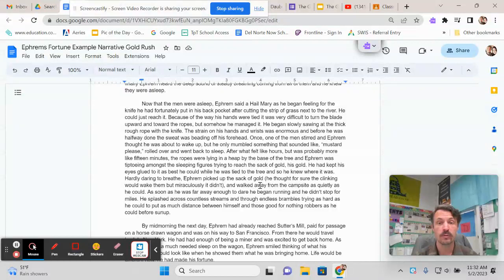After what felt like hours, but was probably more like 15 minutes, the ropes were lying in a heap by the base of the tree, and Ephraim was tiptoeing amongst the sleeping figures trying to reach the sack of gold, his gold. He had kept his eyes glued to it as best he could while he was tied to the tree, and so he knew where it was. Hardly daring to breathe, Ephraim picked up the sack of gold. He thought for sure the clinking would wake them, but miraculously it didn't, and he walked away from the campsite as quietly as he could. As soon as he was far enough to dare, he began running, and he didn't stop for miles. He splashed across countless streams and through endless brambles, trying as hard as he could to put as much distance between himself and those good for nothing robbers as he could before sunup.